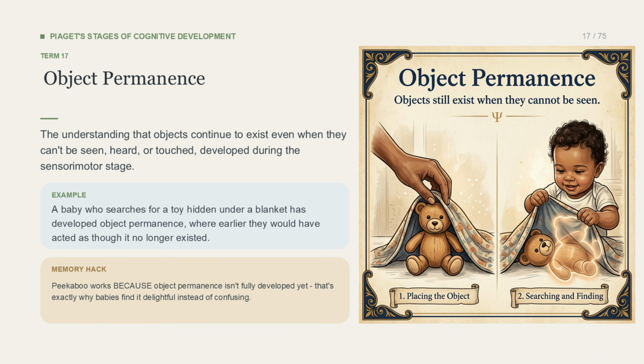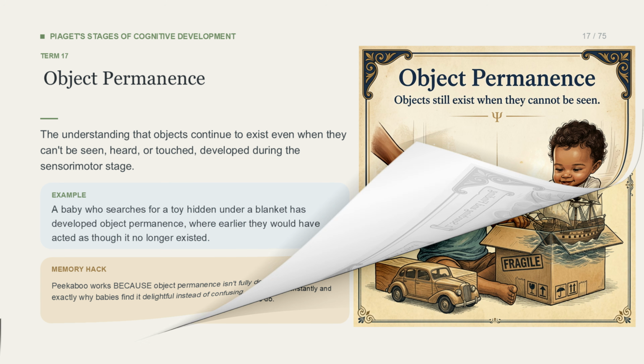17. Object permanence. Object permanence is the understanding that objects continue to exist even when they can't be seen, heard, or touched. This is developed during the sensory motor stage. A simple example is this. A baby who searches for a toy hidden under a blanket has developed object permanence, where earlier they would have acted as though it no longer existed.